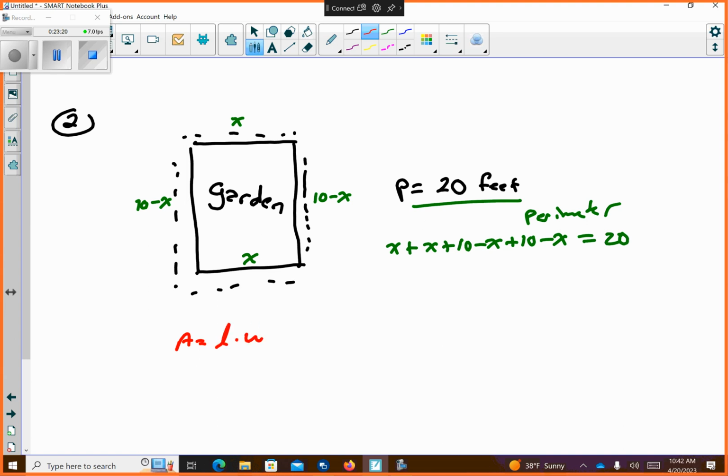So in order to find the area of the garden is length times width. So we have x times 10 minus x. Okay?